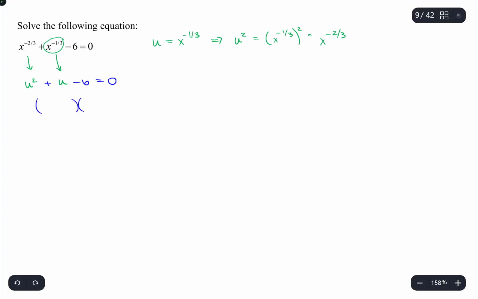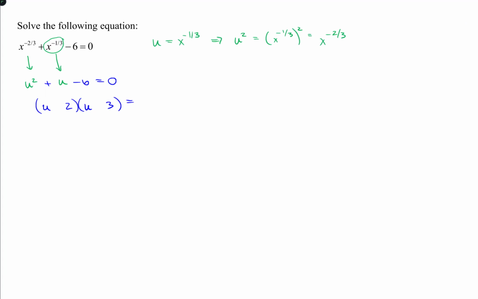And in order to factor this, I will take u and u because that will multiply to u squared, and then 2 and 3 because those would multiply to 6. But if I need them to add up to 1, I will make the 3 positive and the 2 negative. So that way they multiply to negative 6 and add positive 1.